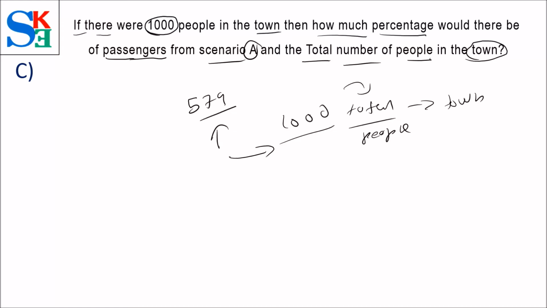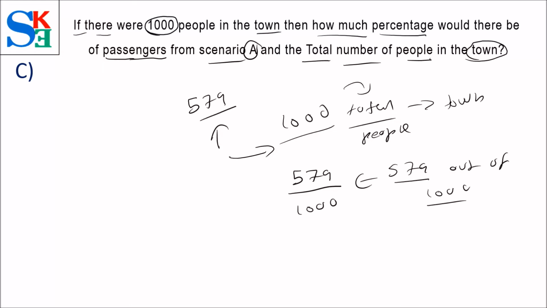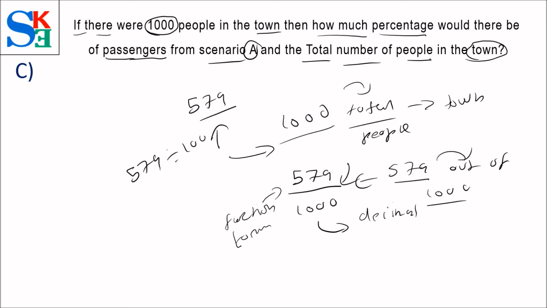So how do we find percentage? Very easy. First, I'm going to convert it into a fraction, because that is going to be 579 out of 1000, which is the fraction form. Now I need to convert that into a decimal. How am I going to do that? Well, I'm just going to do the calculation. It is 579 divided by 1000.